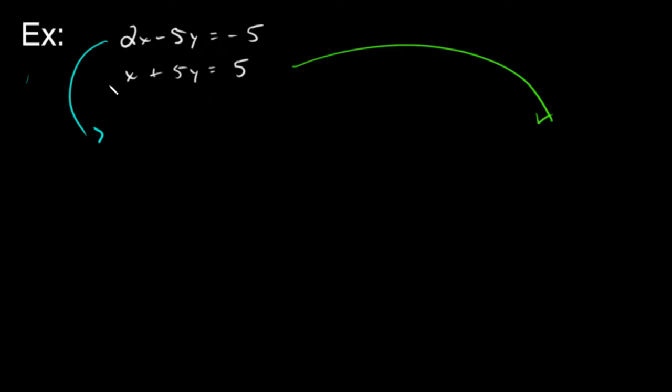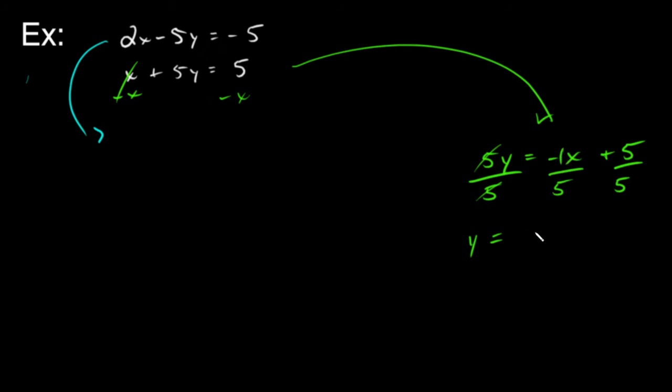So to solve the second one for y, you want to get the 5y by itself first and then divide by the 5. So you subtract x, and you get 5y equals -x plus 5. And then you divide by 5. And you get y is equal to, there's a 1 there, it's like 1x, so it's -1/5 x plus, and then 5 over 5 is 1. So there's your equation, solved for y.